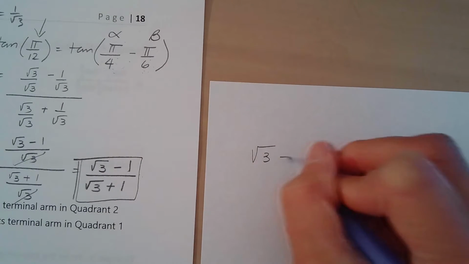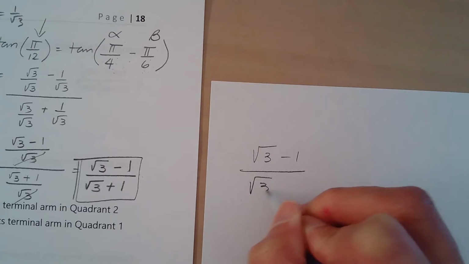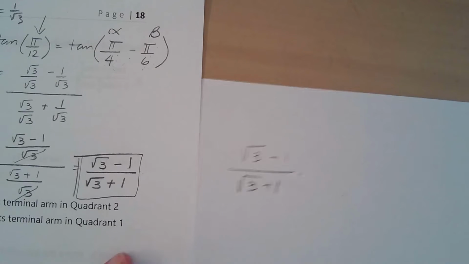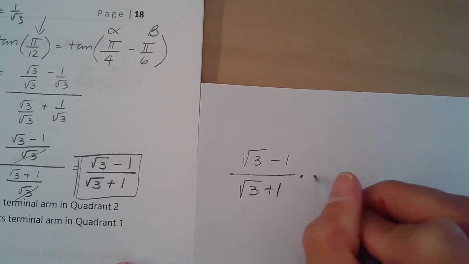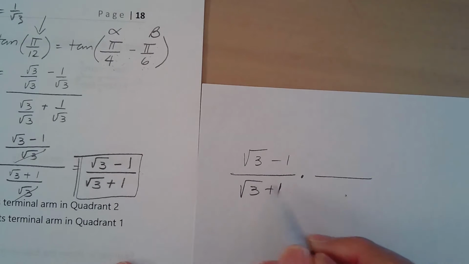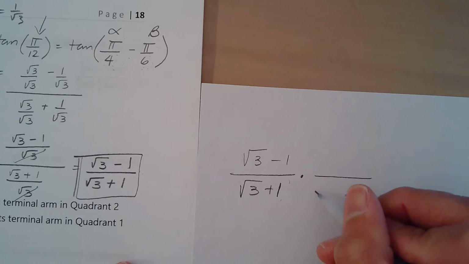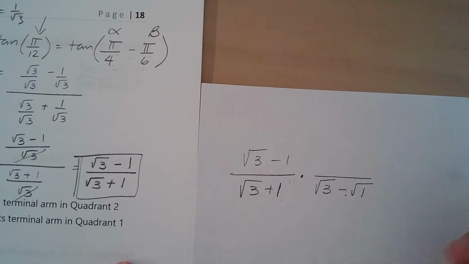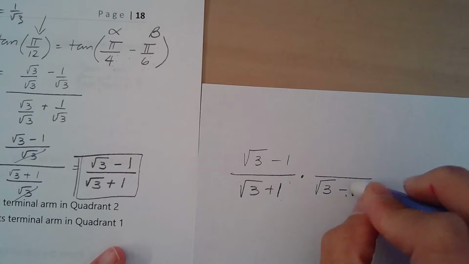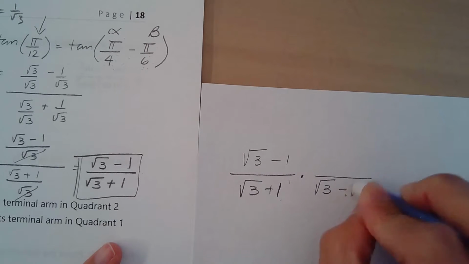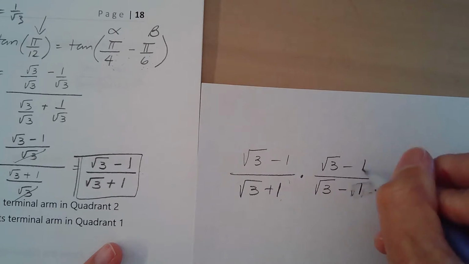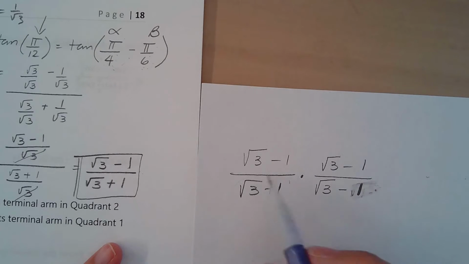Okay, root of 3 minus 1 over root of 3 plus 1. How do you rationalize the denominator? You're going to multiply by the conjugate. So the conjugate of the denominator is going to be root of 3 minus 1. And then root of 3 minus 1.